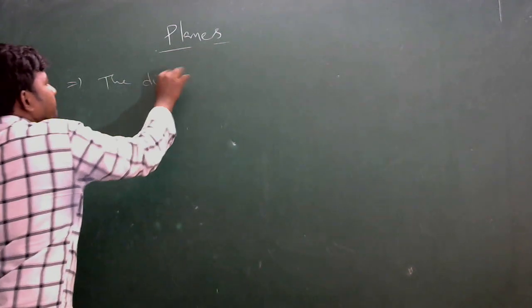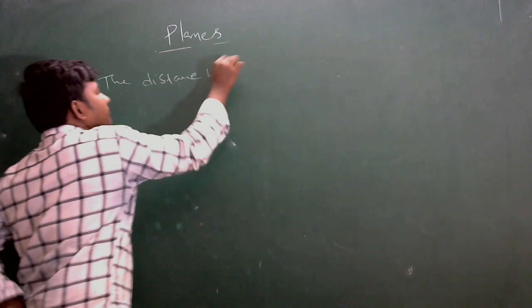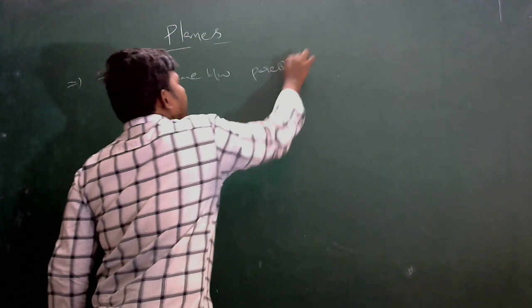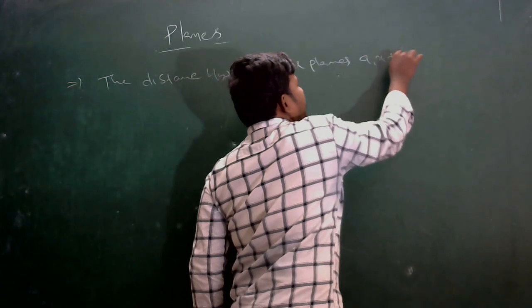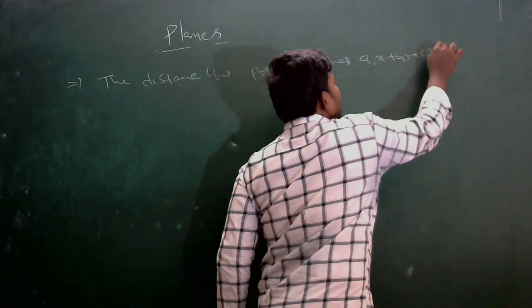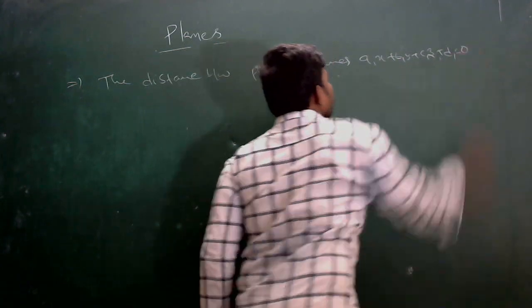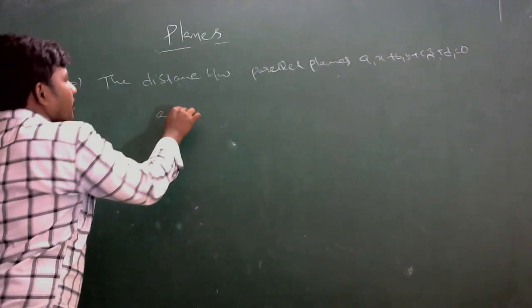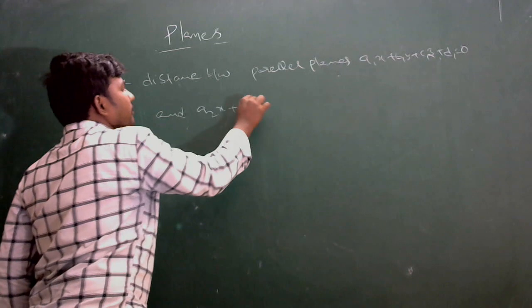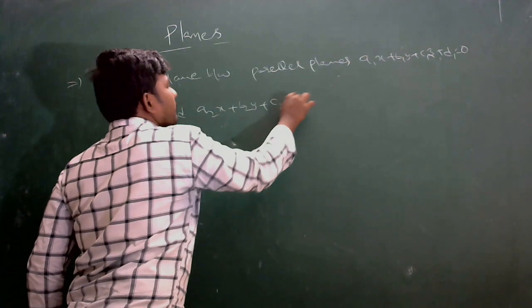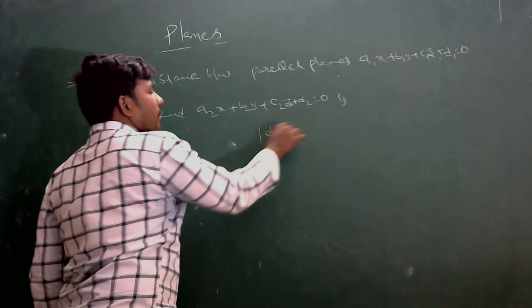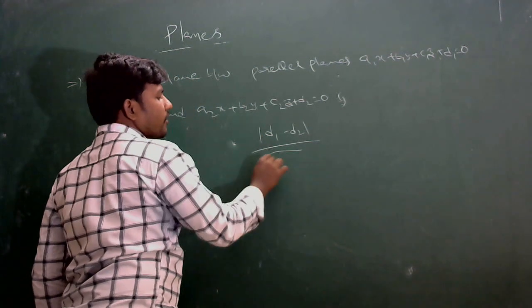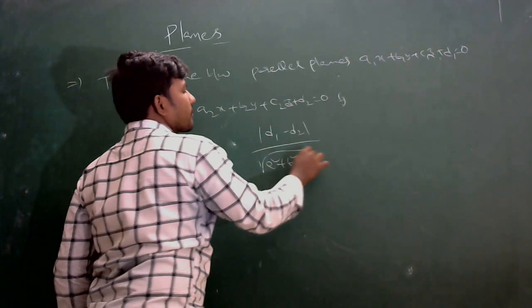Next, the distance between parallel planes a1x + b1y + c1z + d1 = 0 and a2x + b2y + c2z + d2 = 0 is mod of d1 minus d2 by root of a square plus b square plus c square.